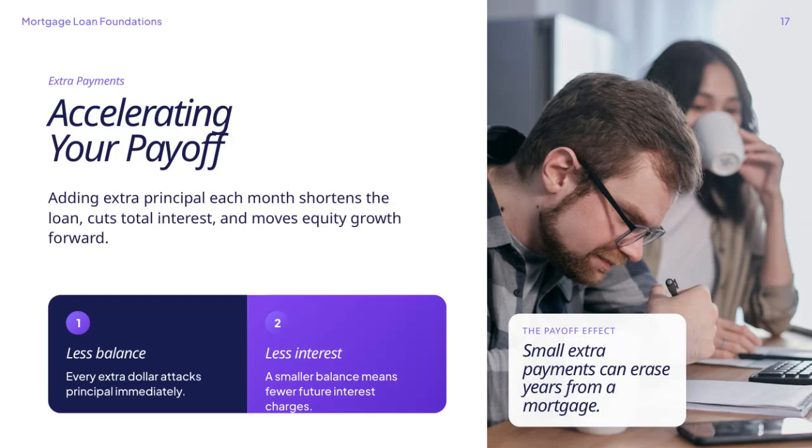Let's talk about how making extra payments can accelerate your mortgage payoff. When you add extra principal each month, it directly reduces your loan balance. Every extra dollar you pay immediately attacks the principal, which means you're owing less over time. This smaller balance then results in less interest accruing in the future, saving you money in the long run. This is what we call the payoff effect. Even small extra payments can shave years off your mortgage, helping you build equity faster and pay off your home sooner. It's a powerful strategy to consider as you manage your mortgage.